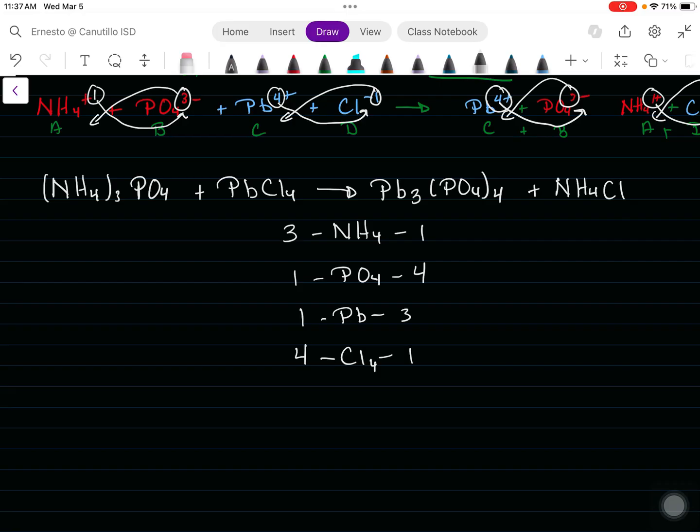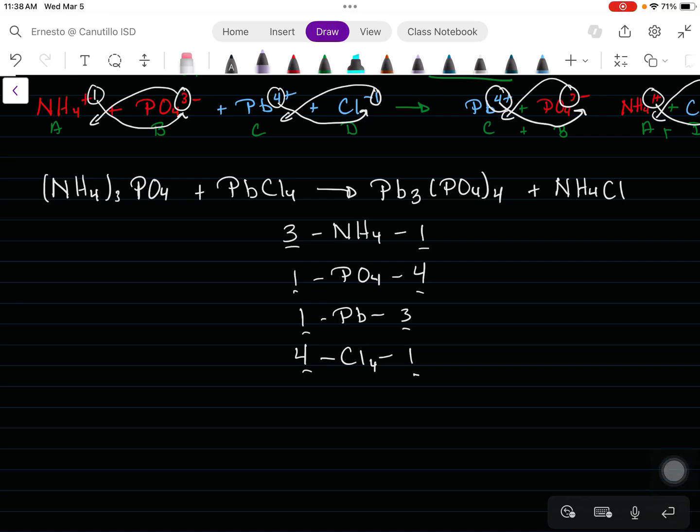It doesn't matter. I always like to start with the one that has the smallest amount of atoms. For example, if I look at the 3 and the 1, that's a total of 4 atoms. This is a total of 5. This is a total of 4. This is a total of 5. So I'm going to just go ahead and say, you know what? I'm going to start with the ammonium. Okay. So let's go ahead and start getting this one balanced.